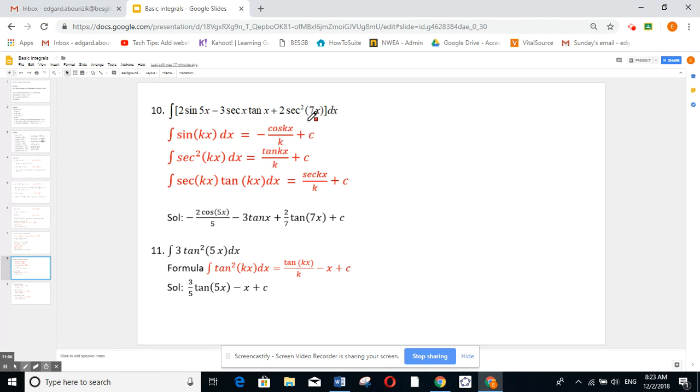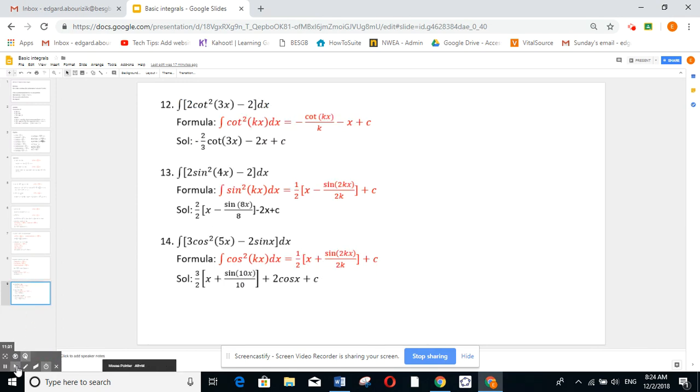Secant square is tangent, so I put tangent 7x as it is. I have 2 before, I put it here. Derivative of 7x, it means over 7. Here, this is the formula of tangent square. So first of all, as it is, I write it up, 3 tangent 5x, I divide it by the derivative, which is 5, and I add to it minus x plus c, in the property.